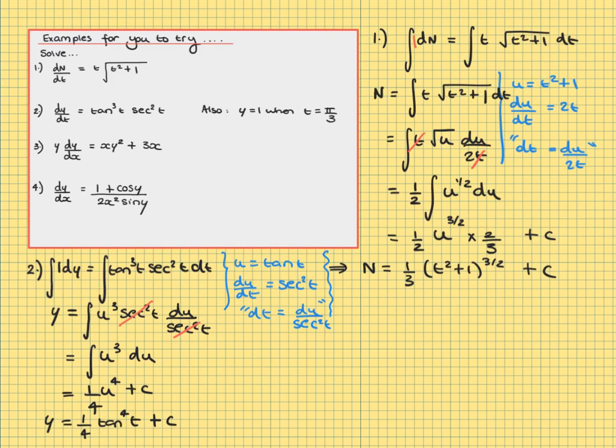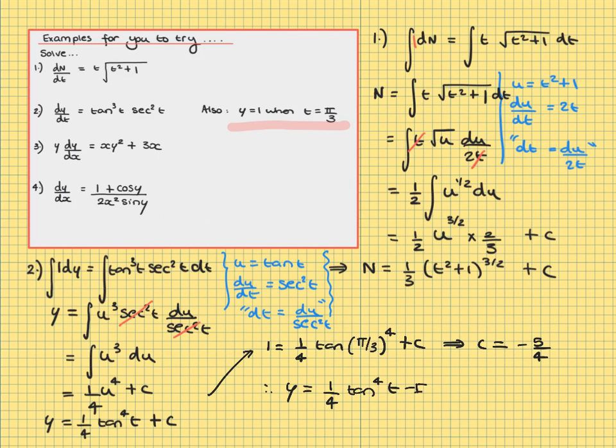But in this question, you will notice that we were given some initial conditions over here. Notice that t is in radians, because if we're doing any work on calculus, i.e. integration or differentiation with trig functions, we must be working in radians to be accurate. So I'm going to sub in these initial conditions. So that tells me that 1 is equal to a quarter of tan pi by 3 raised to the power of 4 plus c. This rearranges to give me a c value of -5 over 4. So my final answer, y equals a quarter tan to the power of 4t minus 5 over 4.